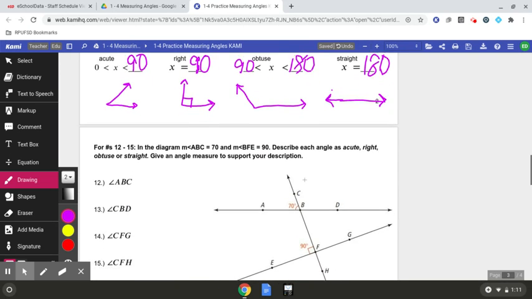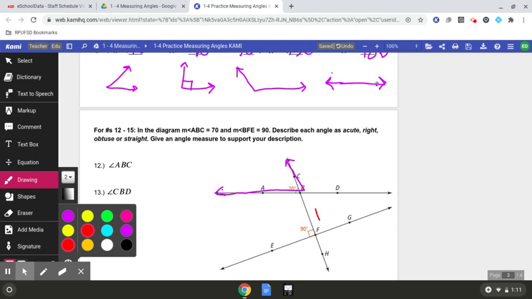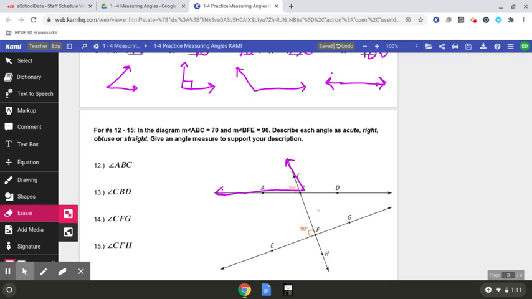Okay, so knowing all this information, we can fill in this little diagram here now and answer these questions. So it says in the diagram, measure of angle ABC, so they're referring to this angle here, is 70 degrees, which they wrote and filled in for you. Then they're also saying that the measure of angle BFE, so they're referring to this angle here, is 90 degrees, right? Which, again, they labeled for you.